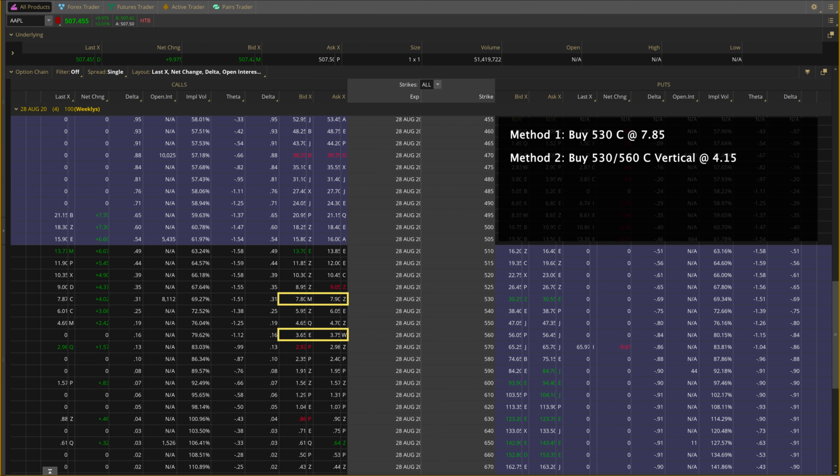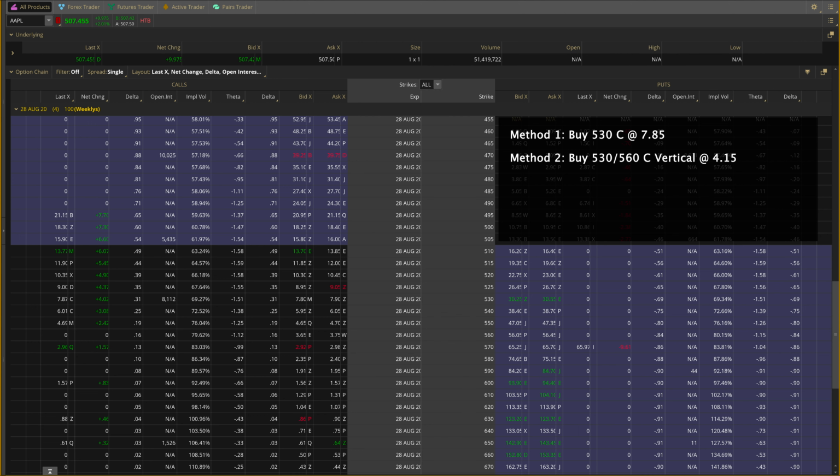So slightly cheaper, and I cap my max gain now because the maximum value of this 30-point wide vertical is obviously $30, so I can at most make a profit of $25.85 if Apple just moons beyond 560. But I don't want to pay $4.15 for this vertical. And honestly, the whole move up is kind of a moonshot.